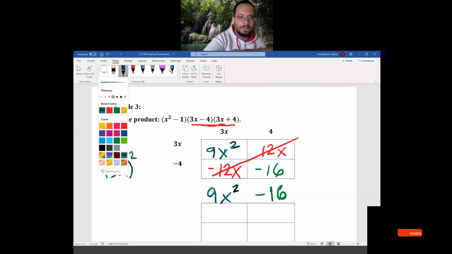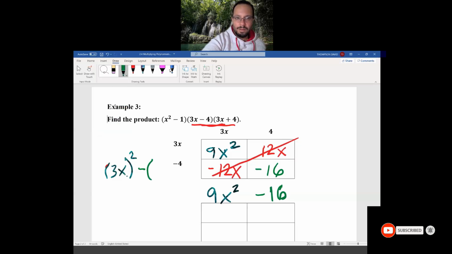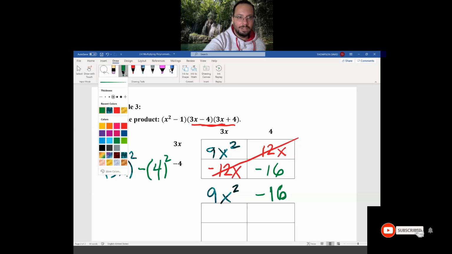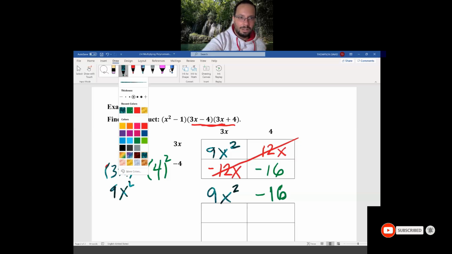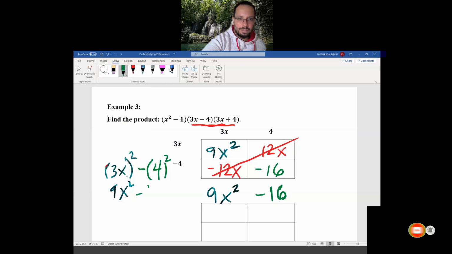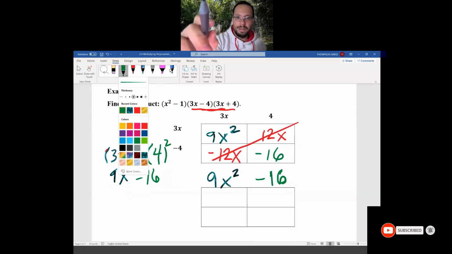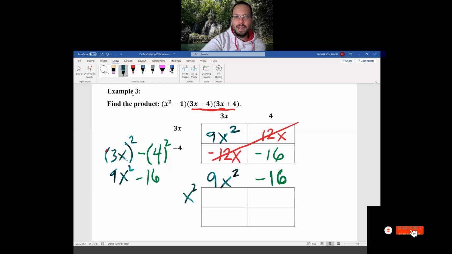3x squared, 3 squared is 9, and x squared is x squared. So that gives me 9x squared. And 4 squared is 16. So I get that either way if I did the box method, so you see it can be solved that way as well. Now we have an x squared minus 1.